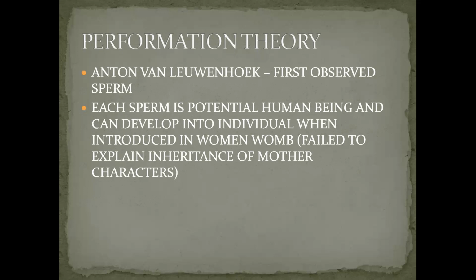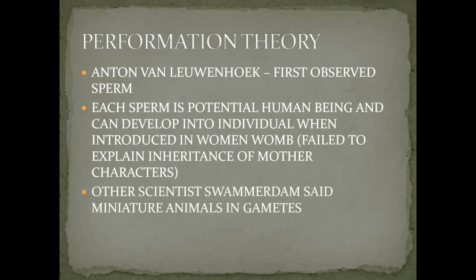And when this sperm enters a human womb, it will develop into a human. Each sperm, just like a tadpole develops into a frog. He used to think that each sperm is a potential human being, and when it enters the female womb, it will develop into an organism. But he failed to explain the maternal character. If each sperm was a potential human being, then how did the baby get female or maternal character, or how did the child turn into a female? Now, other scientists called spermists said there were miniature animals in each gamete, either female or male. So female gametes will have small female animals, and male gametes will have small male animals.